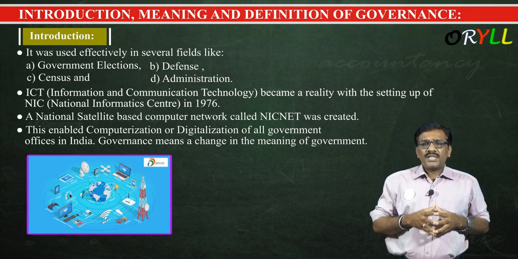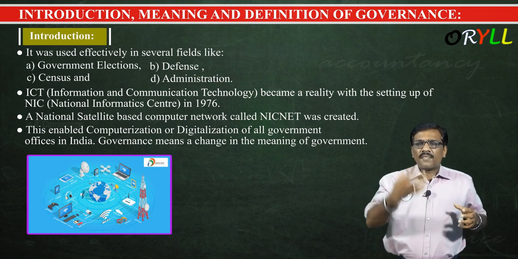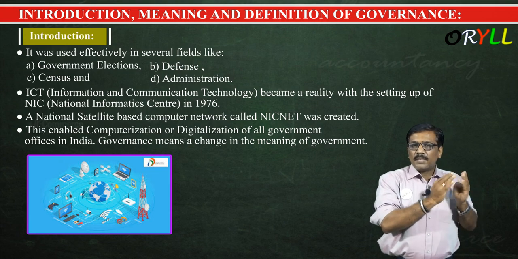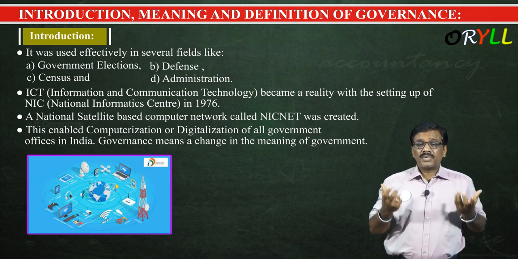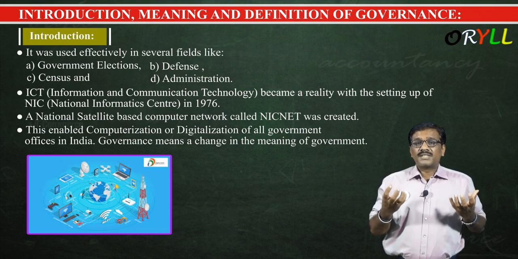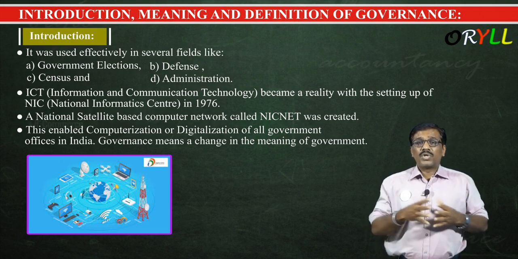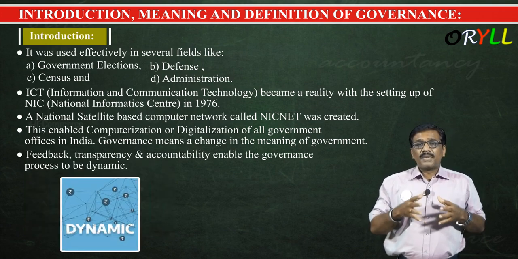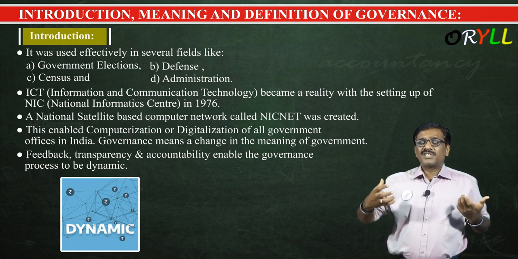Governance means a change in the meaning of government. See, it is nothing but ruling with effectiveness and efficiency, that is called governance. Not just like a monarch or a dictator also rules. But what is governance? Governance has some qualities such as efficiency, effectiveness, transparency, all these things. And feedback, transparency and accountability enable the governance process to be dynamic. See, these are the things which make governance more dynamic.